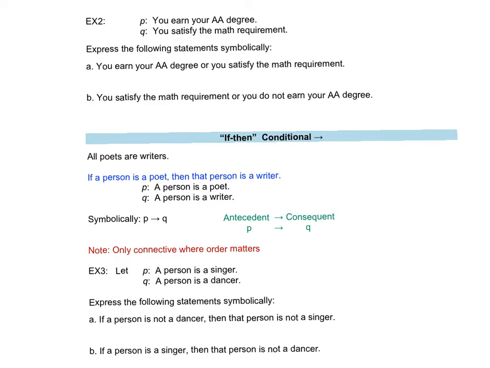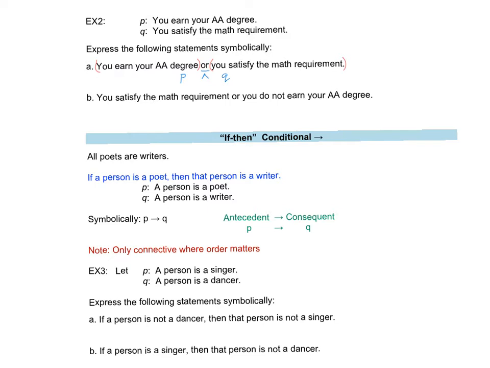Let's look at example 2. P, you earn your AA degree. Q, you satisfy the math requirement. We're going to express the following statement symbolically. Part A, you earn your AA degree or you satisfy the math requirement. Now again, we look for our connective. In this case, it's an or. And then we look to either side of our connective to see if we can identify those statements. You earn your AA degree is P, or you satisfy the math requirement, that would be Q.